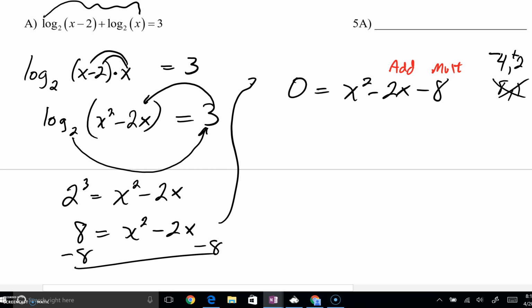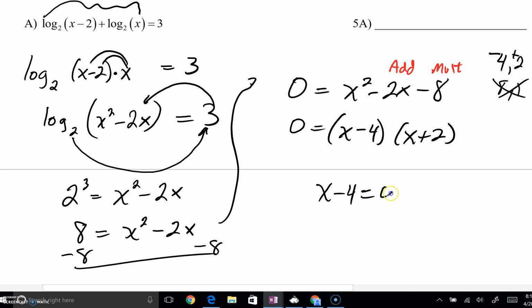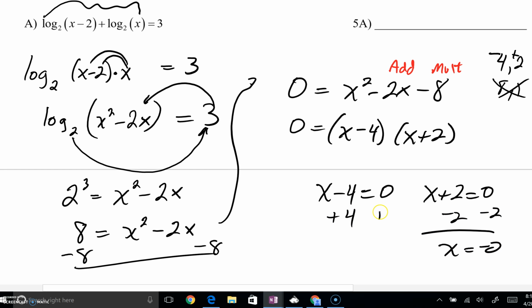So negative 4 plus positive 2 is negative 2, and negative 4 times 2 is negative 8. What do we really have? This is x minus 4, this is x plus 2. Now I'm going to set both of these equal to 0. And as you're doing that, you'll have x is equal to negative 2. Here you'll have x is equal to 4.